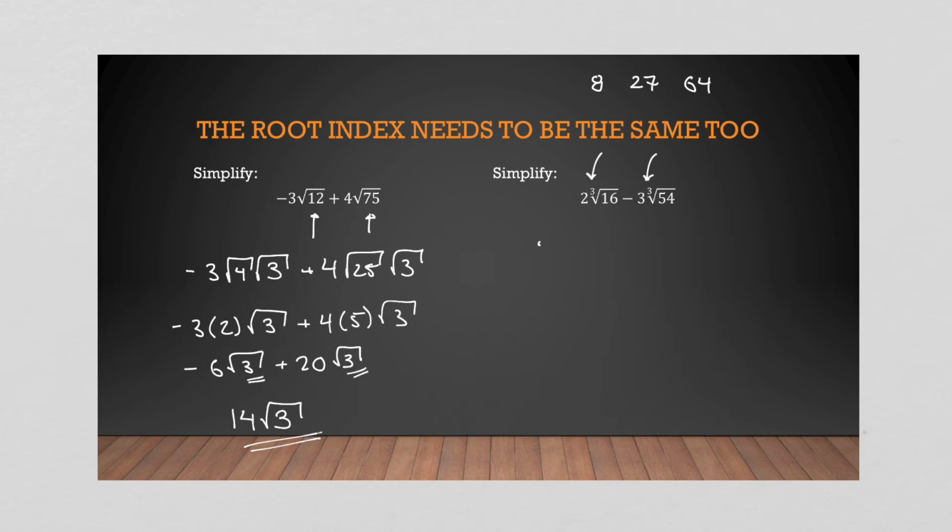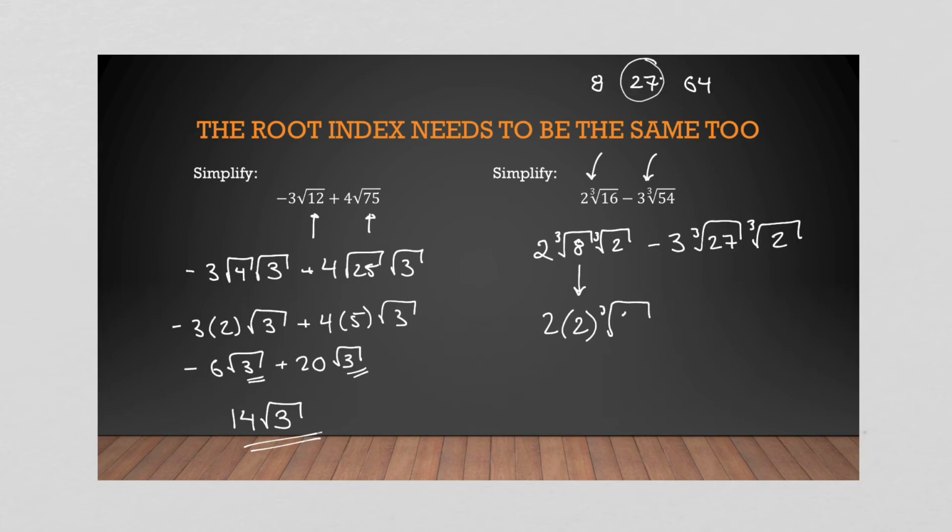But 16, I know, is 8 times 2, so that's the cube root of 8 times the cube root of 2. And then 54 is going to be, oh, look at that, 27 times 2. So the cube root of 27 times the cube root of 2. And now I can simplify, because the cube root of 8 is just a 2. So now I have 2 times the cube root of 2. And then this is going to simplify to 3 times the cube root of 2.